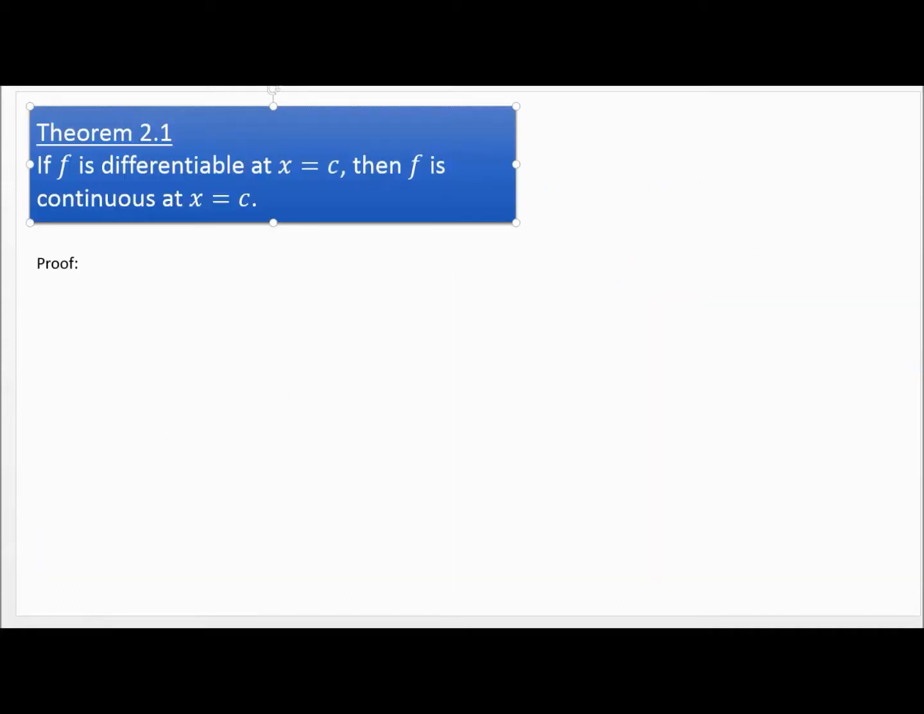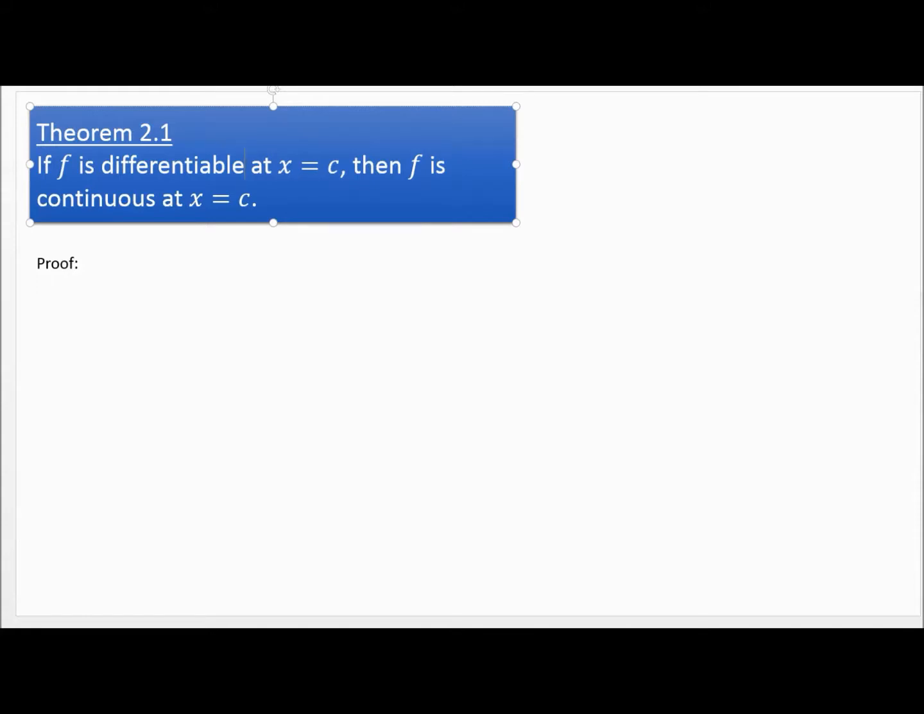All right, so I have a theorem for you here. Theorem 2.1 says if f is differentiable at x equals c, then f is continuous at x equals c. Now, please notice, just as important as what this says is what it does not say. It doesn't say the reverse. It doesn't say if f is continuous, then it's differentiable. We already know that's not true, right?